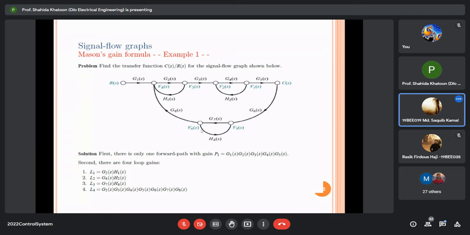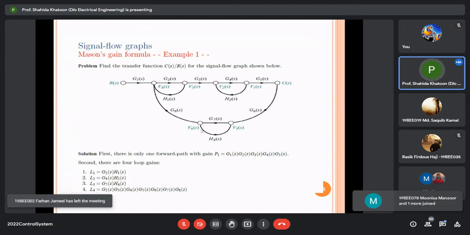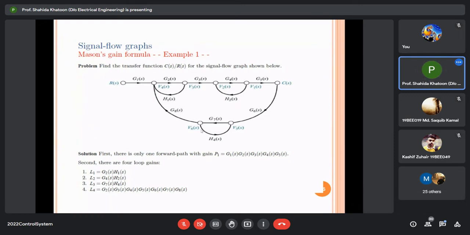V6, H4, V5, G7, no, talk in terms of L1 and L2. L1 is done. L1 and L2, they are not touching, right? Yes, ma'am. And then what about L3, G7, H4? It is also non-touching, ma'am. It is also non-touching. So there are 3 non-touching loops out of 4.